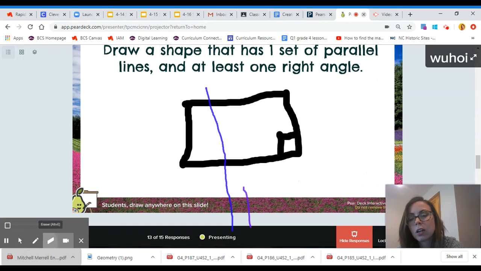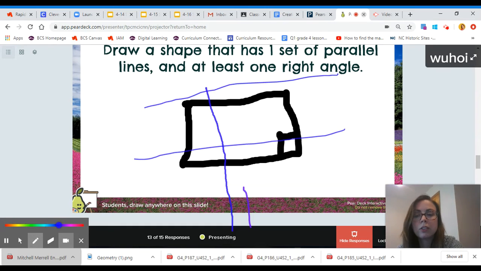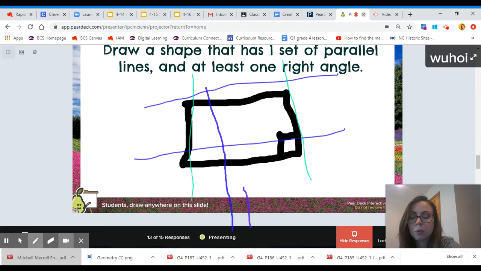Again, this one has our 2 sets of parallel lines. So if you are thinking that this should be definitely only one, then this one doesn't fit the rule. But it does have 1 set of parallel lines. It just has a second set as well.